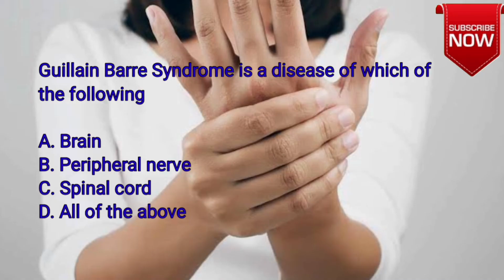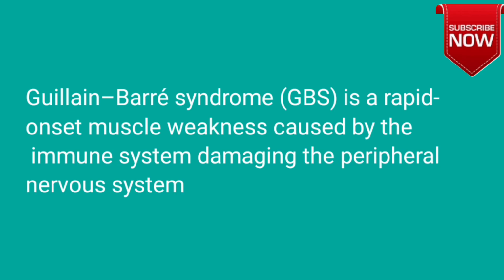Guillain-Barré syndrome is a disease of which of the following? Option A, brain, option B, peripheral nerve, option C, spinal cord, option D, all of the above. The answer is option B, peripheral nerve. Guillain-Barré syndrome is a rapid onset muscle weakness caused by the immune system damaging the peripheral nervous system.